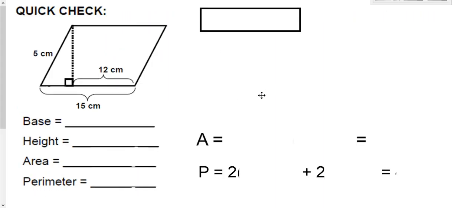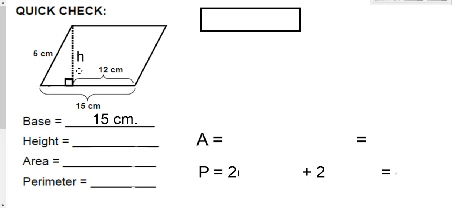Example 2 is just a bit different. We're going to start the same way. I can see my base is 15 centimeters. My height, we don't have the height. So we're going to have to figure out that height before we can figure out this area. We could figure out the perimeter, but we'll go ahead and figure out the height first.